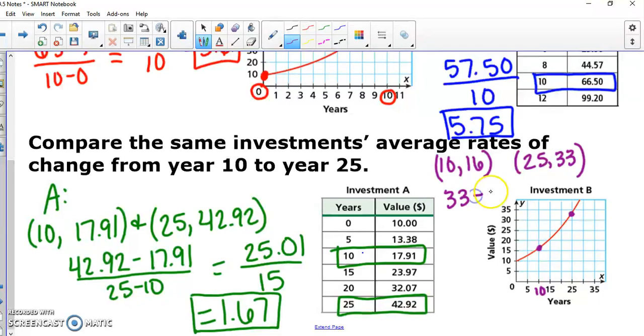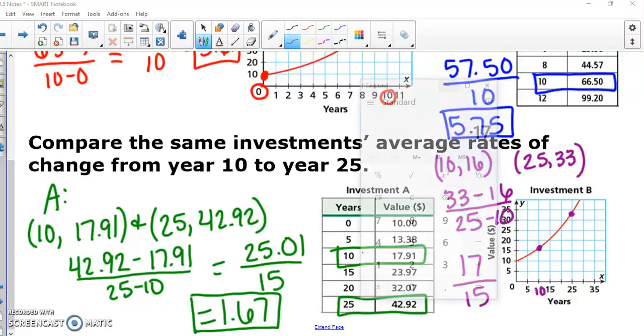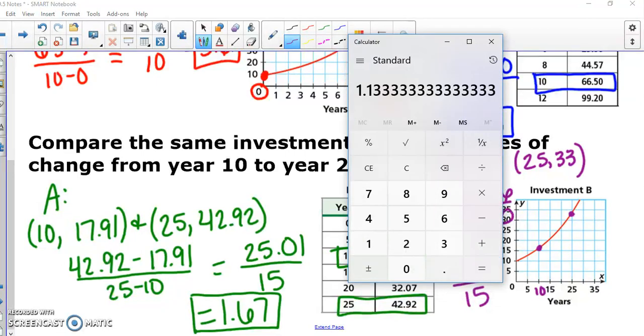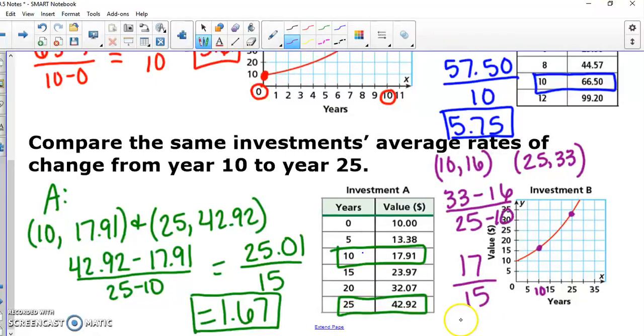I'm going to subtract my y's, 33 minus 16, which should give me 17, and then subtract my x's, 25 minus 10 gives me 15. If I take 17 divided by 15, that gives me about 1.13 for my rate of change there. So what you would say is happening, comparing the rates of change, is that investment A was increasing at a higher rate than investment B was for those 15 years.